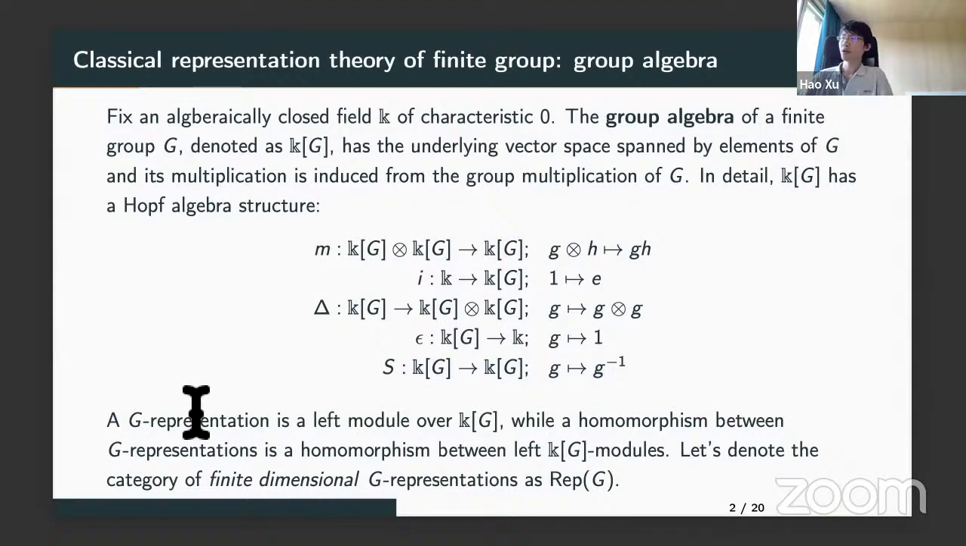Once we have the group algebra, we define a G representation just as a left module over the group algebra. And a homomorphism between G representations is a homomorphism between the corresponding left modules. So let's denote the category of finite dimensional G representations as Rep G.